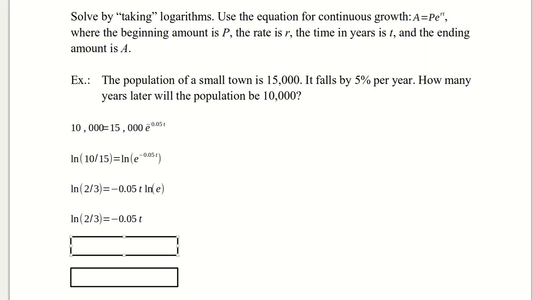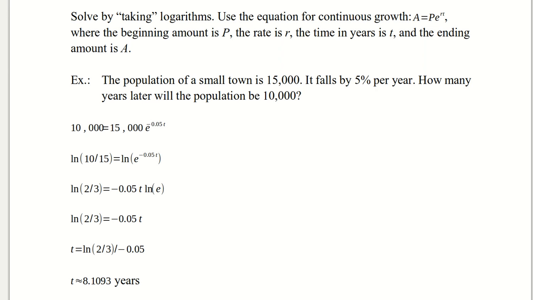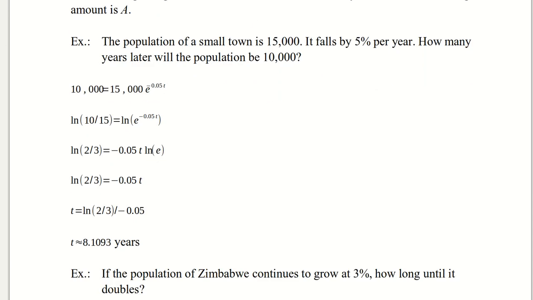Now to get the t by itself, we're dividing both sides by negative 0.05. So now the t's on the left side, we've got the natural log of 2/3 over negative 0.05. When you put this in your calculator, I'm sure I don't have to remind you of this, but it's always good to remember that there's a potential for making a mistake here. If you've got a calculator with 2 little dashes, one for subtraction and one for negative, make sure you use the negative on that 0.05. We put it on our calculator and out comes approximately 8.1093 years. I'm rounding everything to 4 decimal places.